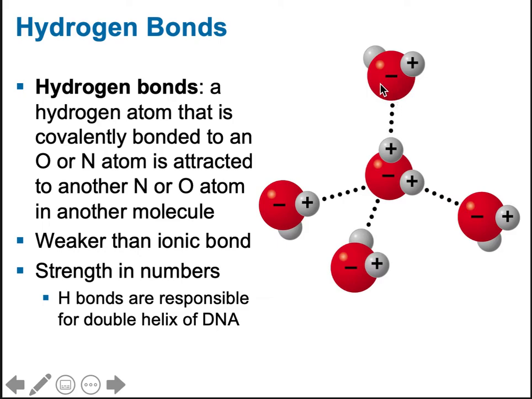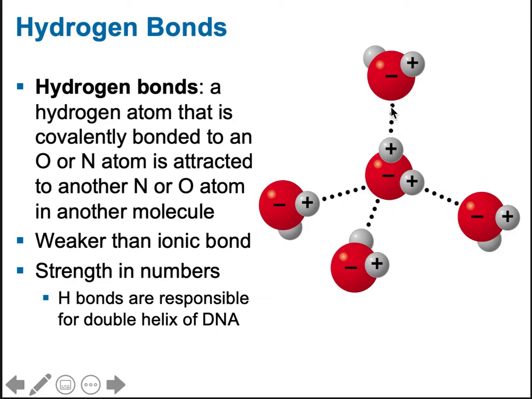Why is there a slight negative charge on oxygen? It hogs the electrons. The shared electrons spend more time with the oxygen than with the hydrogen. And so that's what leads to these partial charges on the water molecule. And then that's why you're able to get this attraction between the opposite charges of each water molecule. And so you'll see lots of hydrogen bonds form.